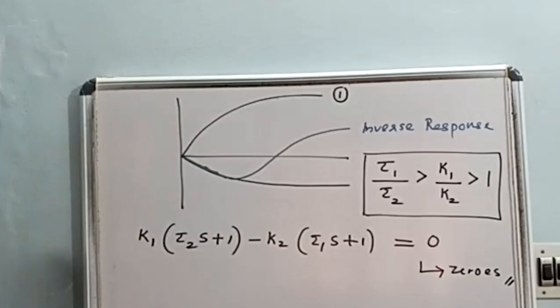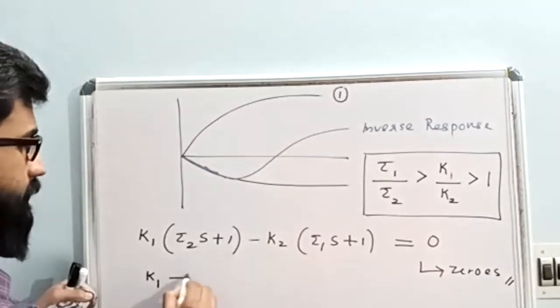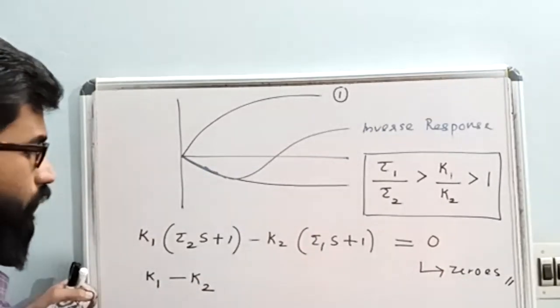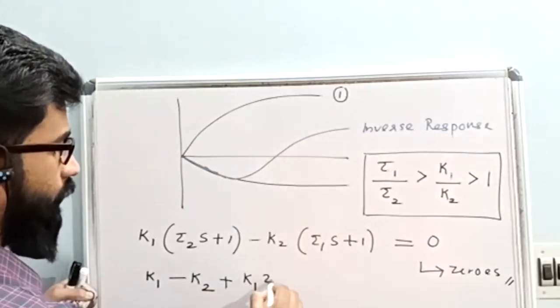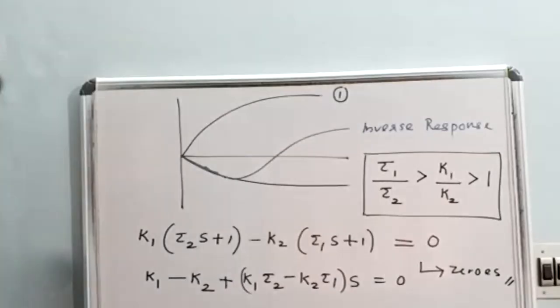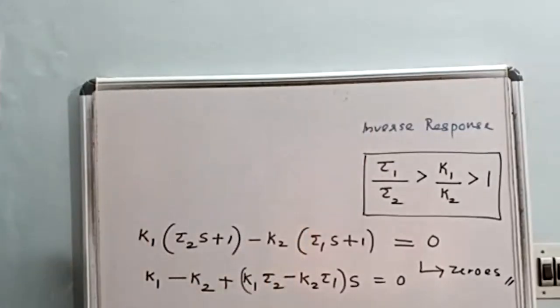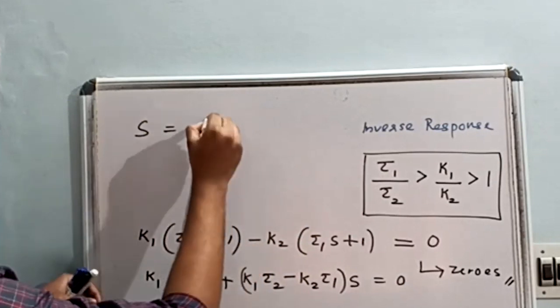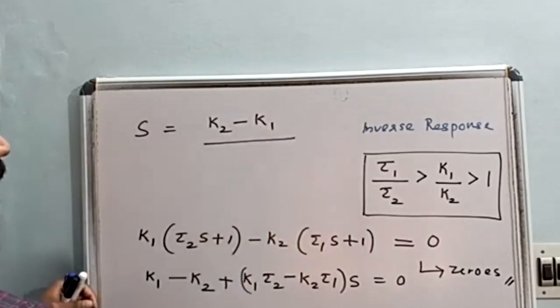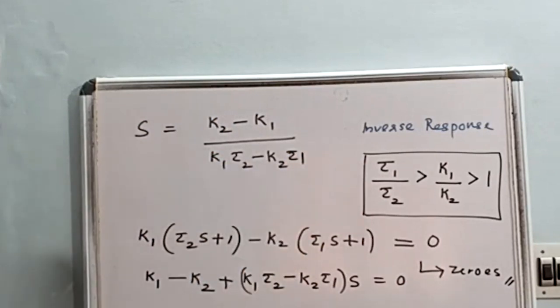So if you substitute this equal to 0, we will see what happens. It will be K1 minus K2 plus K1 tau 2 minus K2 tau 1 into S is equal to 0. From this, find an equation for S. S will be equal to K2 minus K1 divided by K1 tau 2 minus K2 tau 1. Clear? So you have the value of S, that is the 0 of this transfer function.